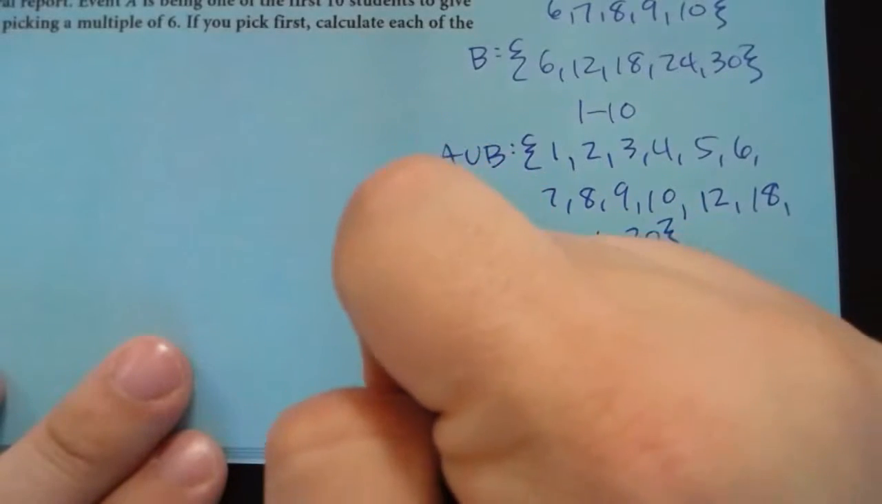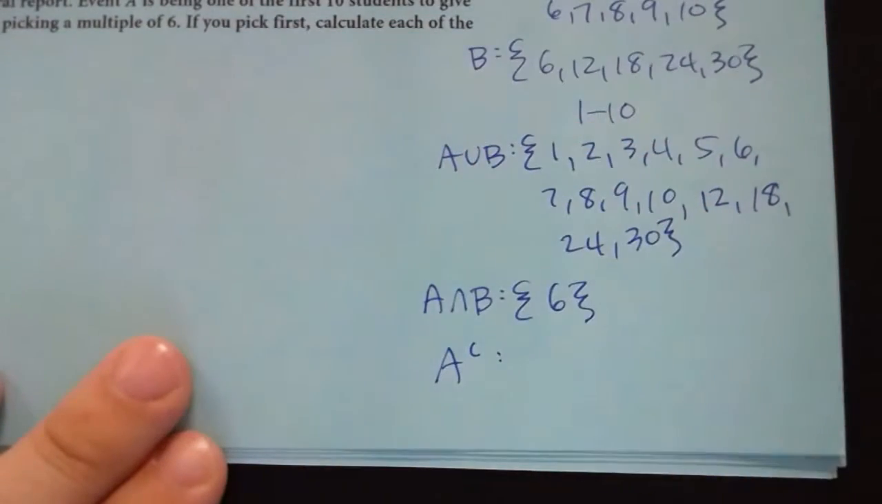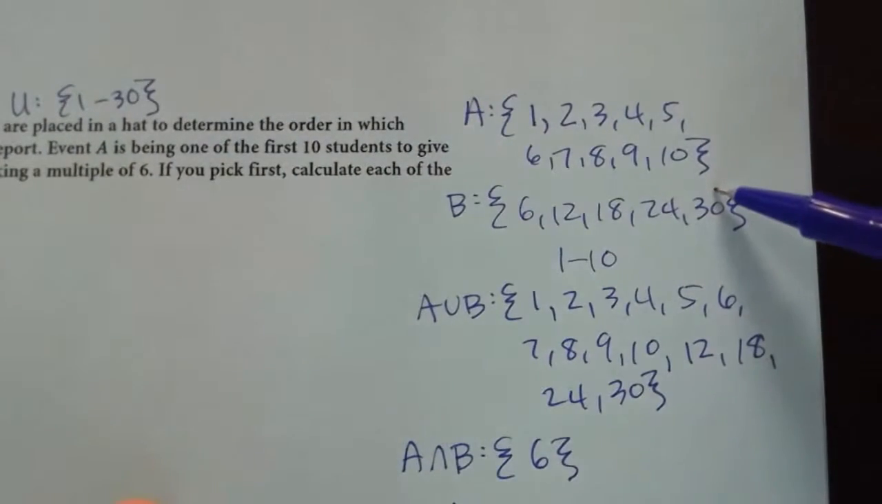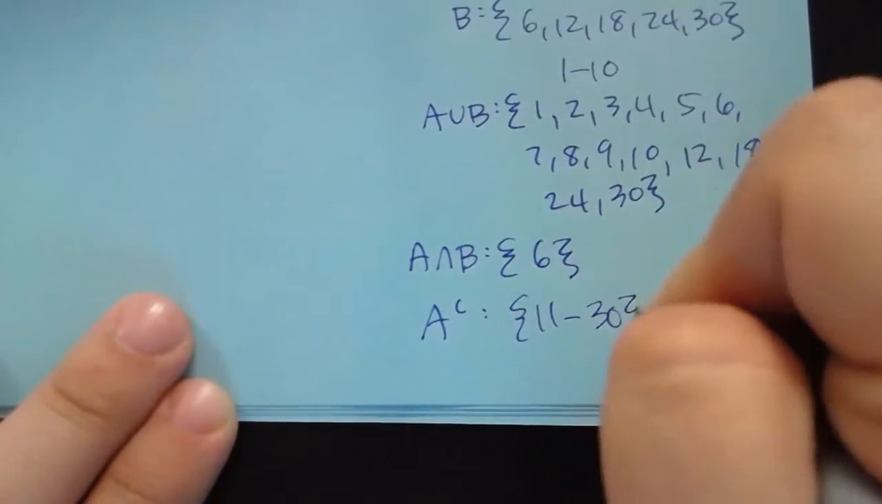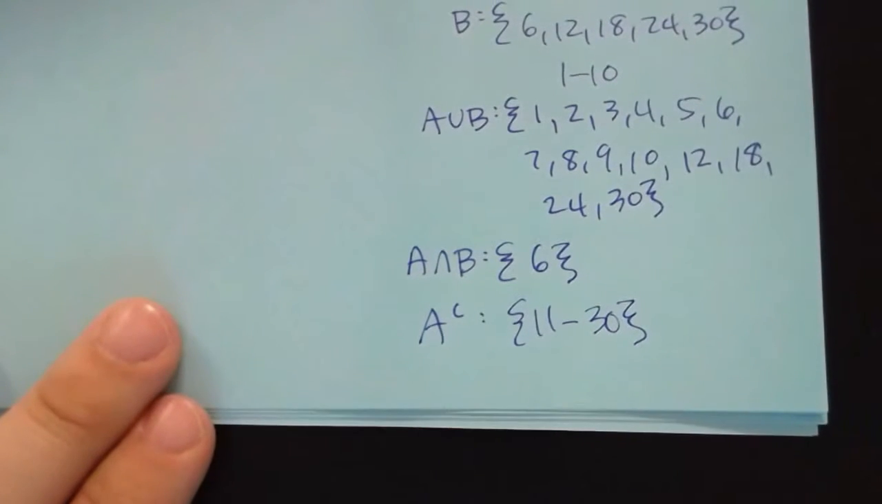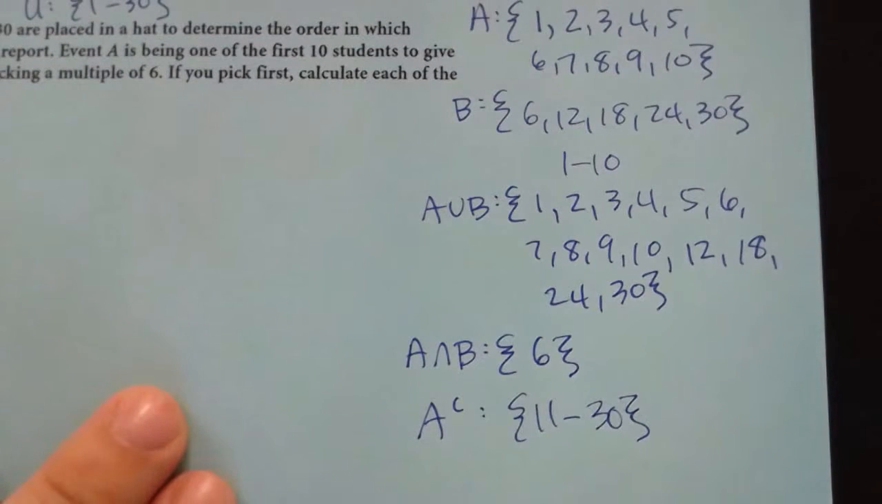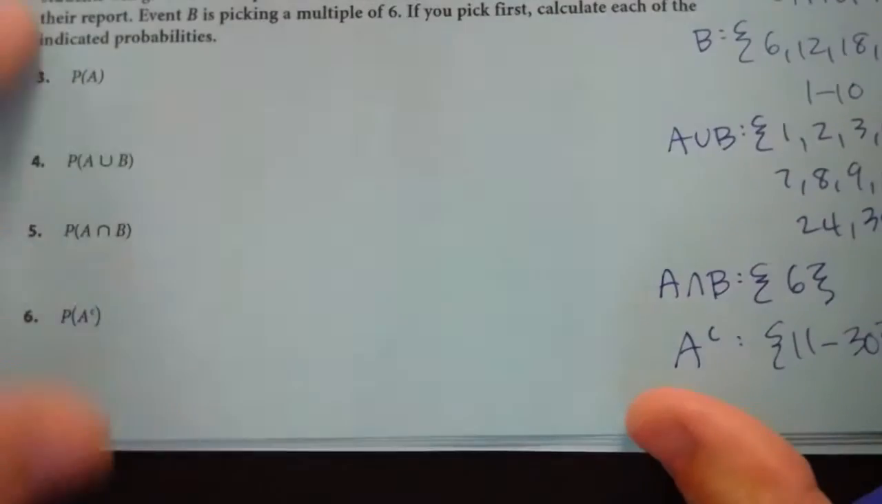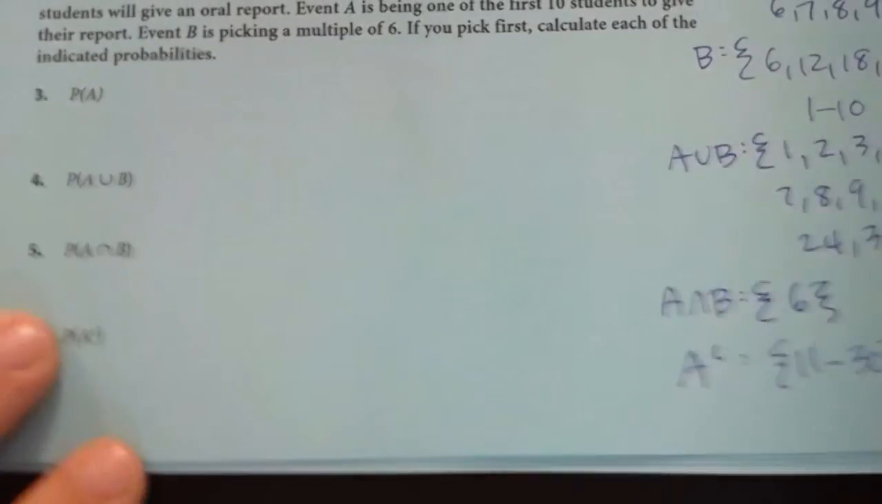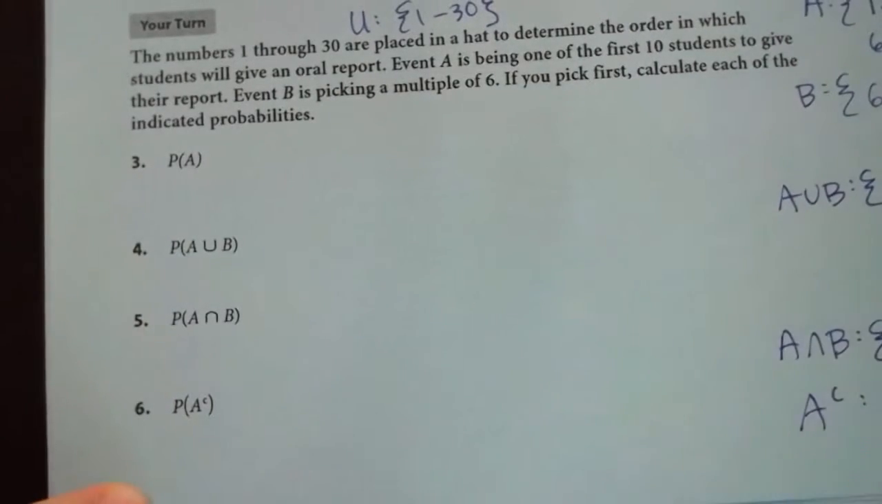The last one is a complement. And the complement was everything else. So if A is 1 through 10, what would everything else be? 11 through what? 30. So you can do this all at the beginning, kind of look at it, or you can do it as the problems arise. It doesn't matter. But this is going to make 3 through 6 very fast.